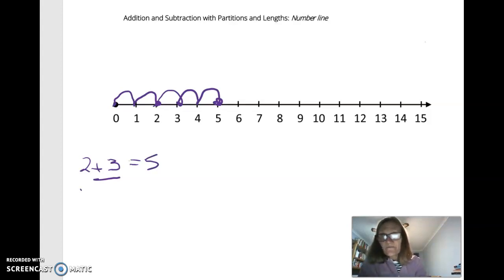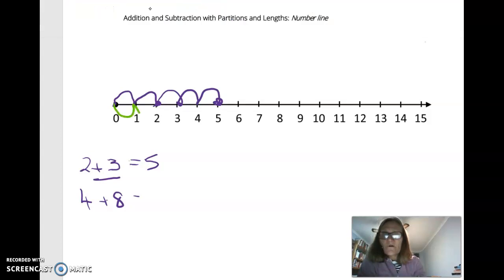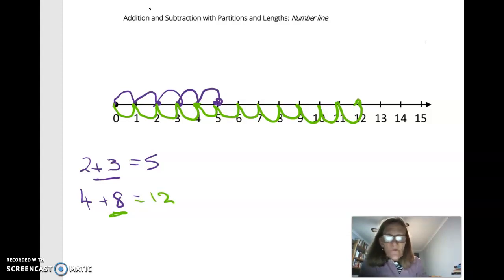Let's try another one. What about if I had 4 plus 8? So again, what I've got to do is start assuming that I've got nothing at the beginning. I'm going to change the colour. I have to start from 0, I have to go to 4, and then I have to do the plus 8. Plus 1, 2, 3, 4, 5, 6, 7, 8. So 4 plus 8 is 12.